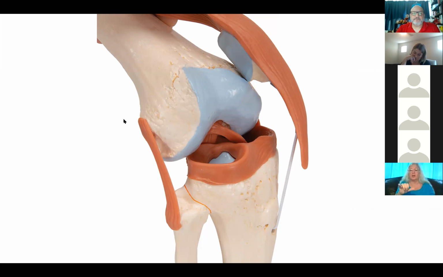That's how I did mine. I have what are called bucket handle tears. It's on the rear of the meniscus, like literally all the way on the back, and the PCL.